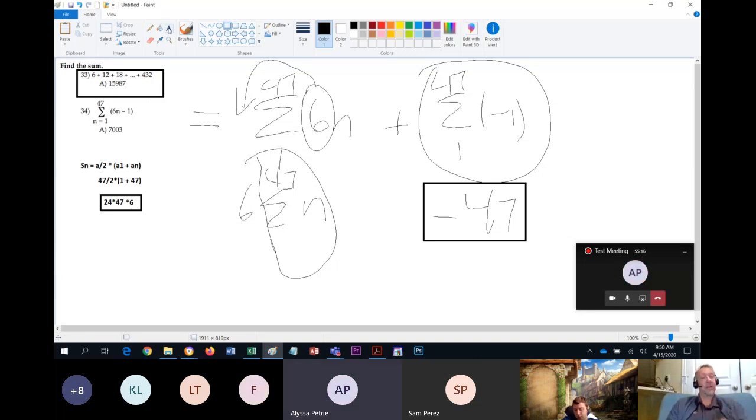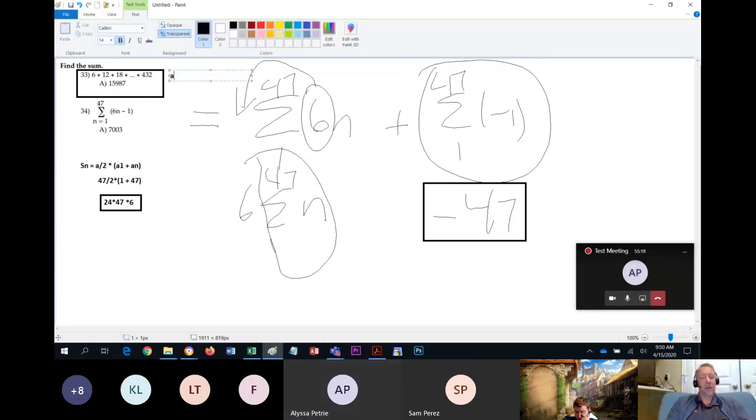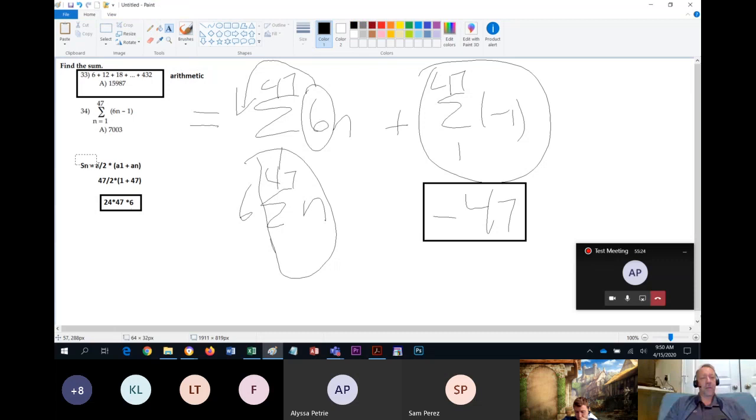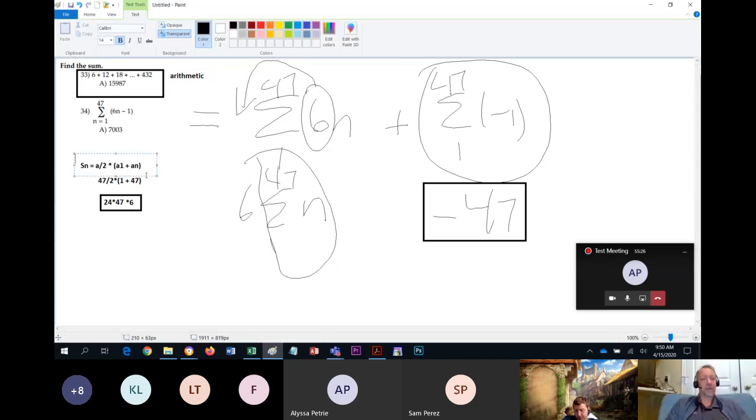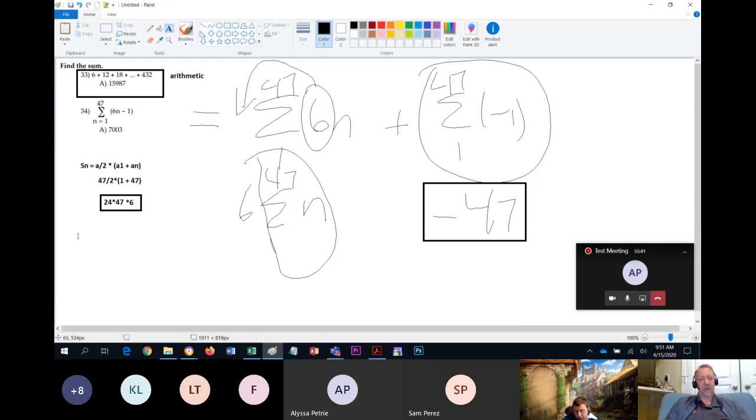Arithmetic, yep, definitely arithmetic. Okay, so we're probably going to use the same formula that we used on 34, except we'll put an N instead of an A there. Here, I'll just do this one really quick. We're kind of running out of time.